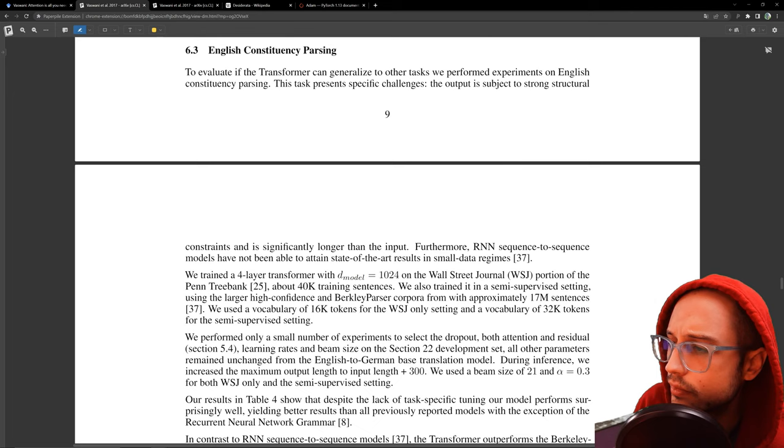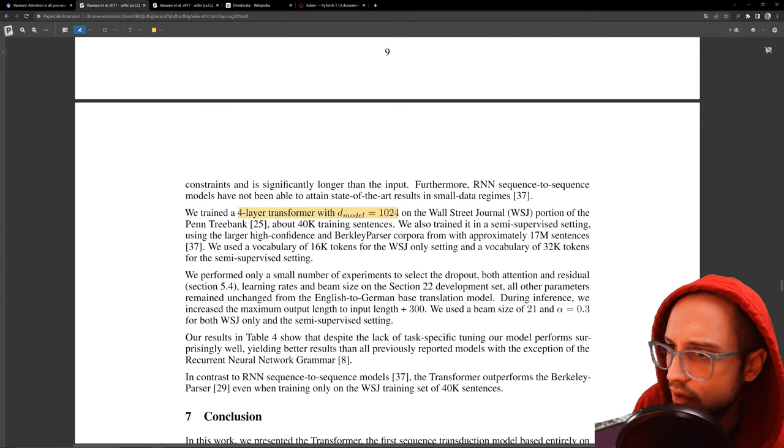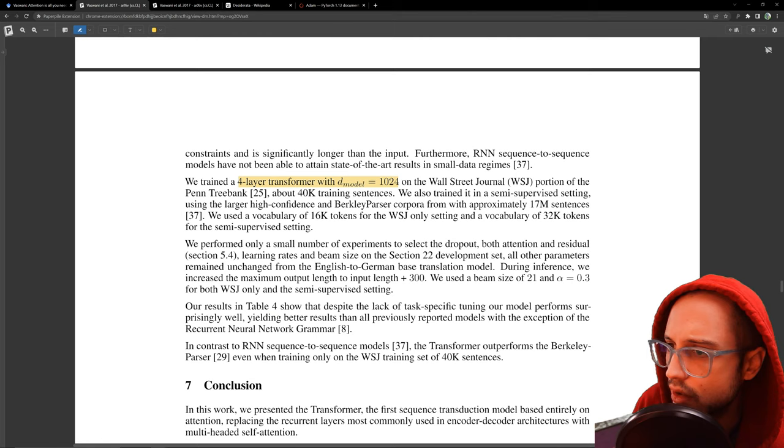Trained a 4-layer transformer with D equals 1024. Okay, so there's some kind of Wall Street Journal data set here that they're training on. Despite the lack of task-specific tuning, our model performs surprisingly well, yielding better results than all previously reported models.